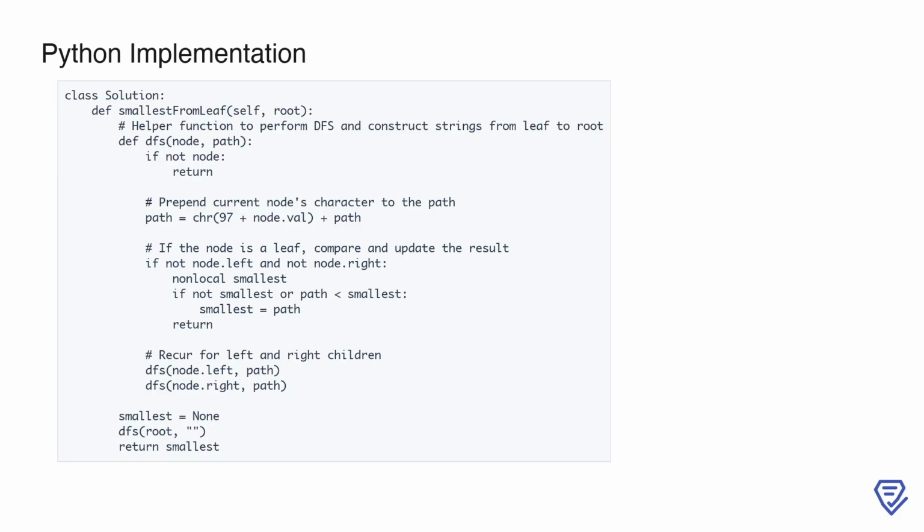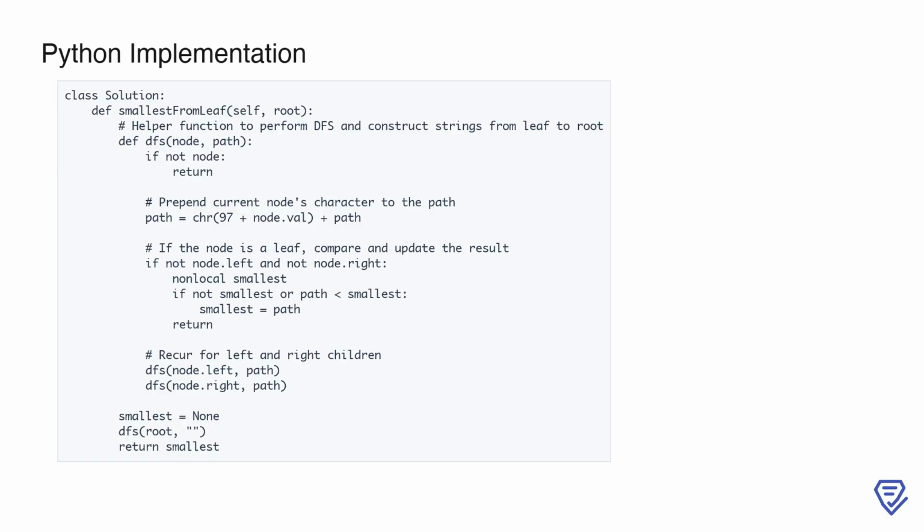4. Recursive traversal. The DFS continues recursively for the left and right children of the current node, carrying the updated path string. 5. Result. After the DFS traversal completes, the smallest variable contains the desired string, which is returned as the result. Edge cases. If the tree has only one node, the result is the character corresponding to that node's value. If the tree is unbalanced, the algorithm still works as it explores all paths from leaves to the root.